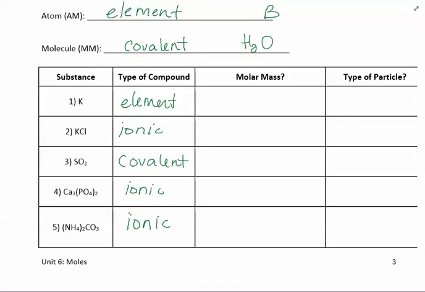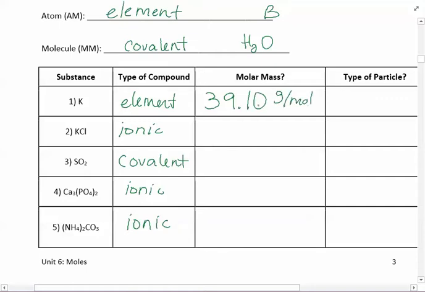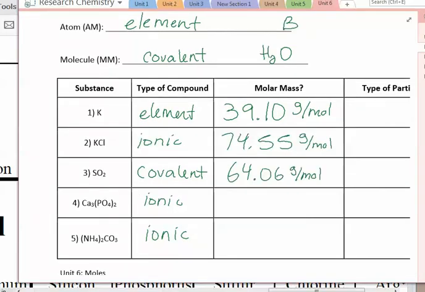So we're going to calculate the molar mass. On your periodic table, I want you to find potassium, and I want you to round it to 2 decimal places. So it should be 39.10 grams per mole. You do need to keep that 0 for our significant figures. We want to make sure we're keeping those 2 decimal places. Next up, we're going to do potassium chloride. Why don't we try the rest of them, and then we'll go through and fill them in. So for potassium chloride, you should end up with 74.55 grams per mole. For sulfur dioxide, you should have 64.06.